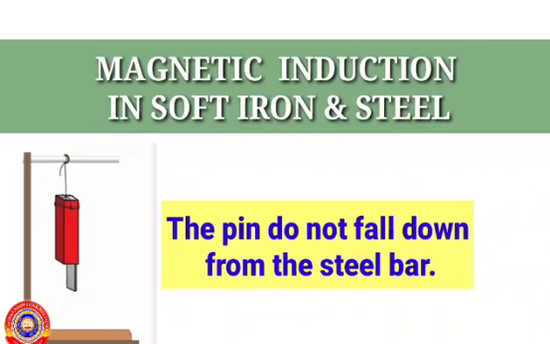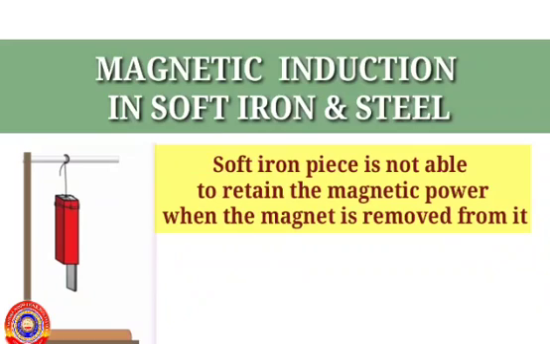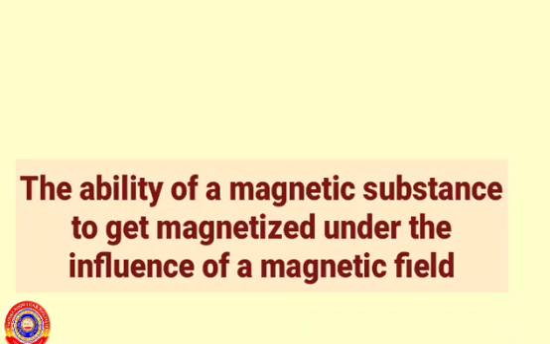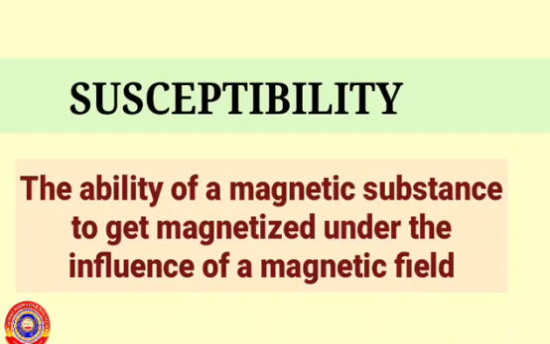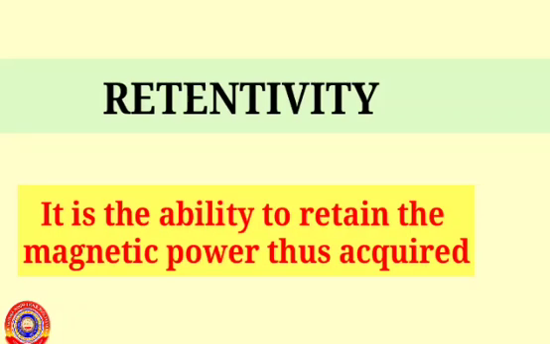I will explain. Both the rods acquire magnetism in presence of a magnet. But soft iron piece is not able to retain the magnetic property when the magnet is removed from it. But steel bar is capable of retaining the magnetic property once it has gained through induction. So, the ability of a magnetic substance to get magnetized under the influence of a magnetic field is susceptibility. Retentivity is the ability to retain the magnetism thus acquired.